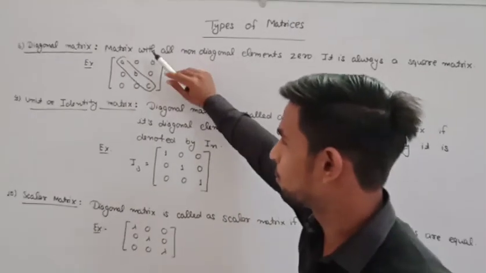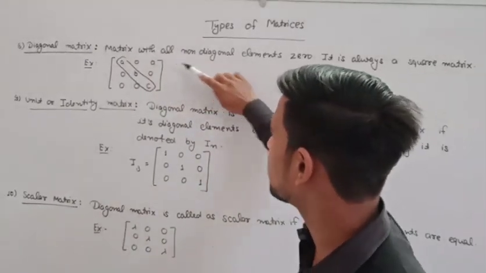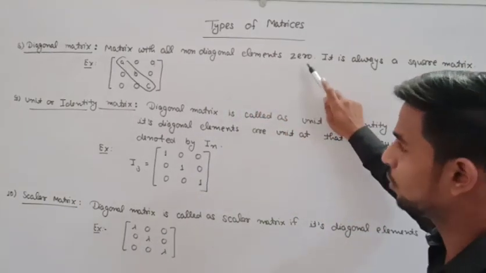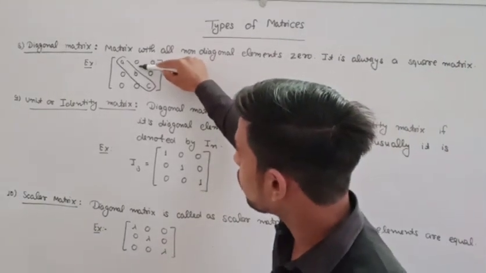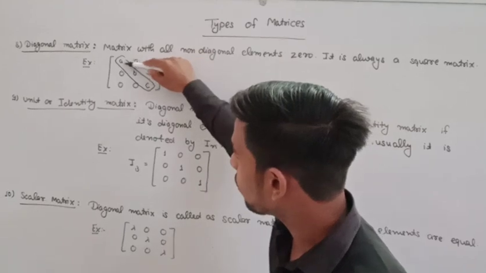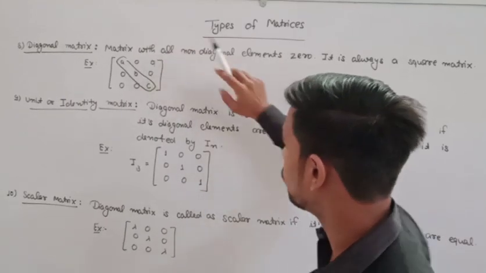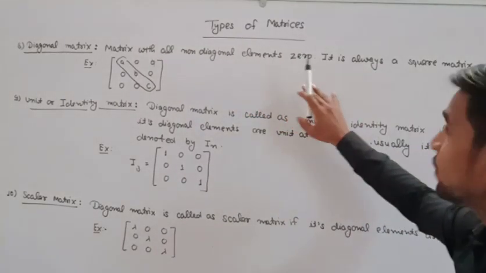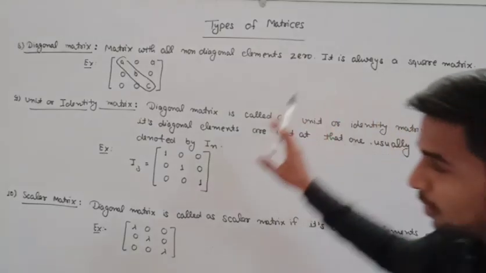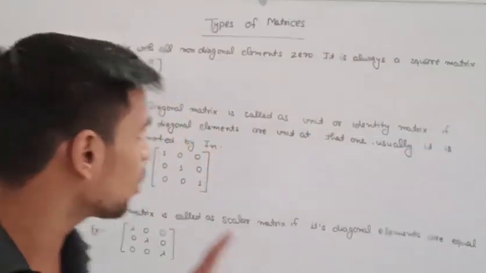The next type of matrix is the diagonal matrix. What is the diagonal matrix? A matrix with all non-diagonal elements 0. Here we can say that the non-diagonal elements are 0 while the diagonal elements are non-zero, and it is always a square matrix.